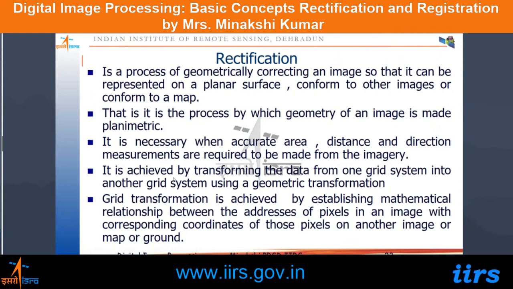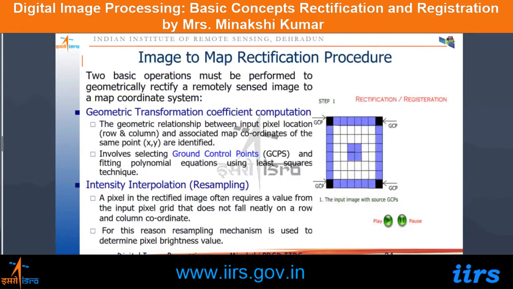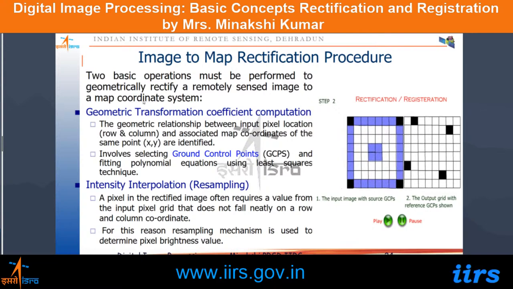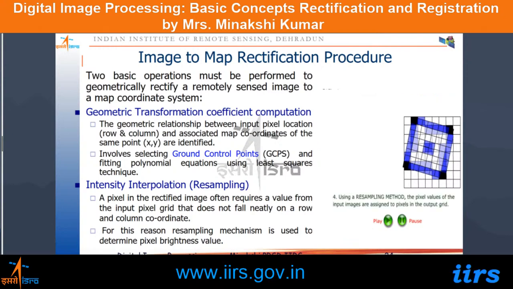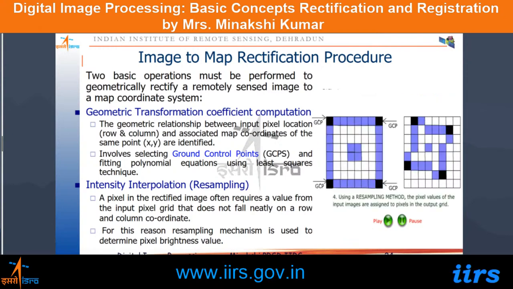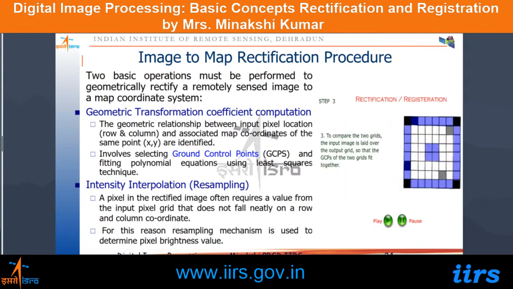So this is done by grid transformation, that is, by mathematically linking the image grid with the topo sheet. This is an overview of how it is done. It is basically done in two steps. The first step is mathematical transformation, where we compute the geometric coefficients for the mathematical equations that will be used between the image and the topo sheet.